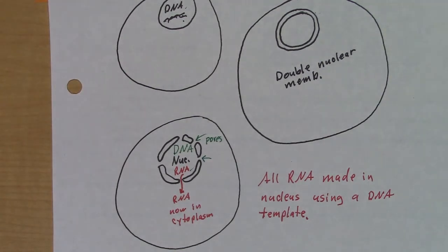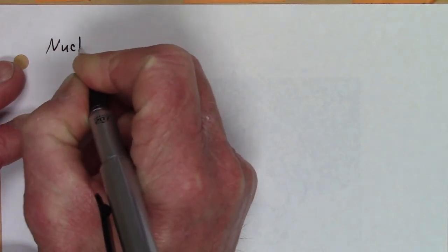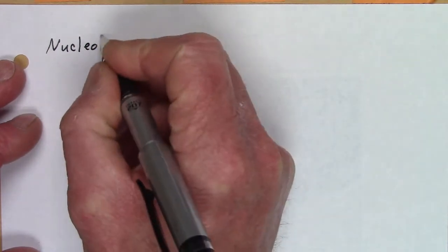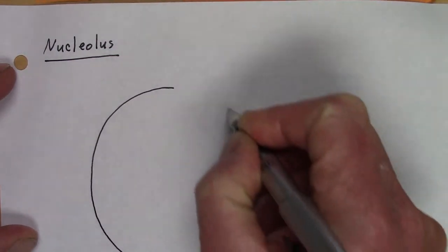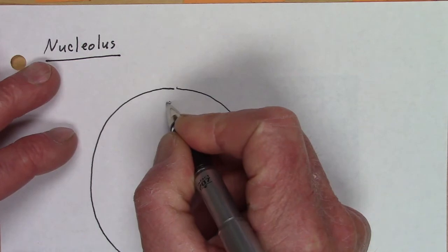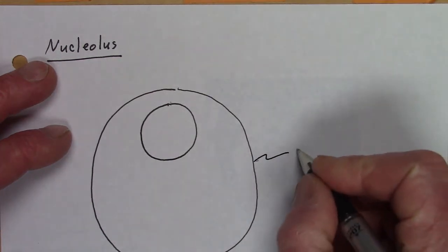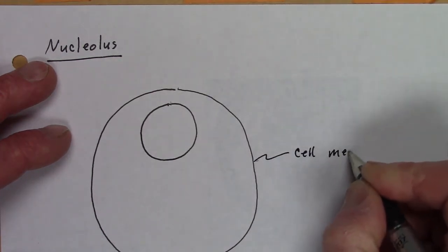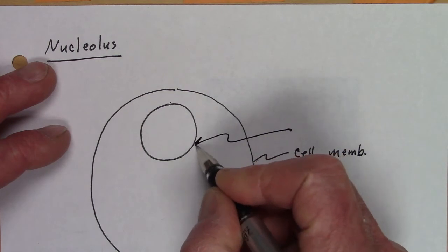The nucleolus, which sounds like nucleus but is not. So this is the nucleolus. The next thing I want to talk about. The nucleolus is a region within the nucleus. It doesn't have a membrane going around. So this is our cell. And here is the nucleus. So we'll just label this cell membrane, cell memb. And we'll label this the nuclear envelope.